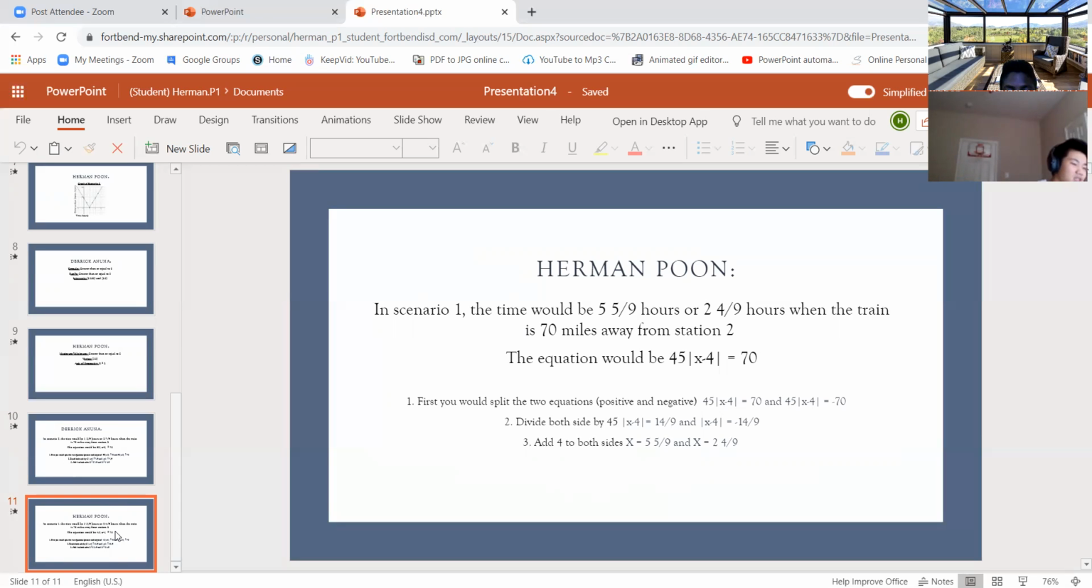Then you would divide both sides by 45 and you'll get the absolute value of x minus 4 equals 14/9, and the absolute value of x minus 4 equals negative 14/9. Then lastly, you'll add 4 to both sides and you'll get x equals 5 and 5/9 and x equals 2 and 4/9.